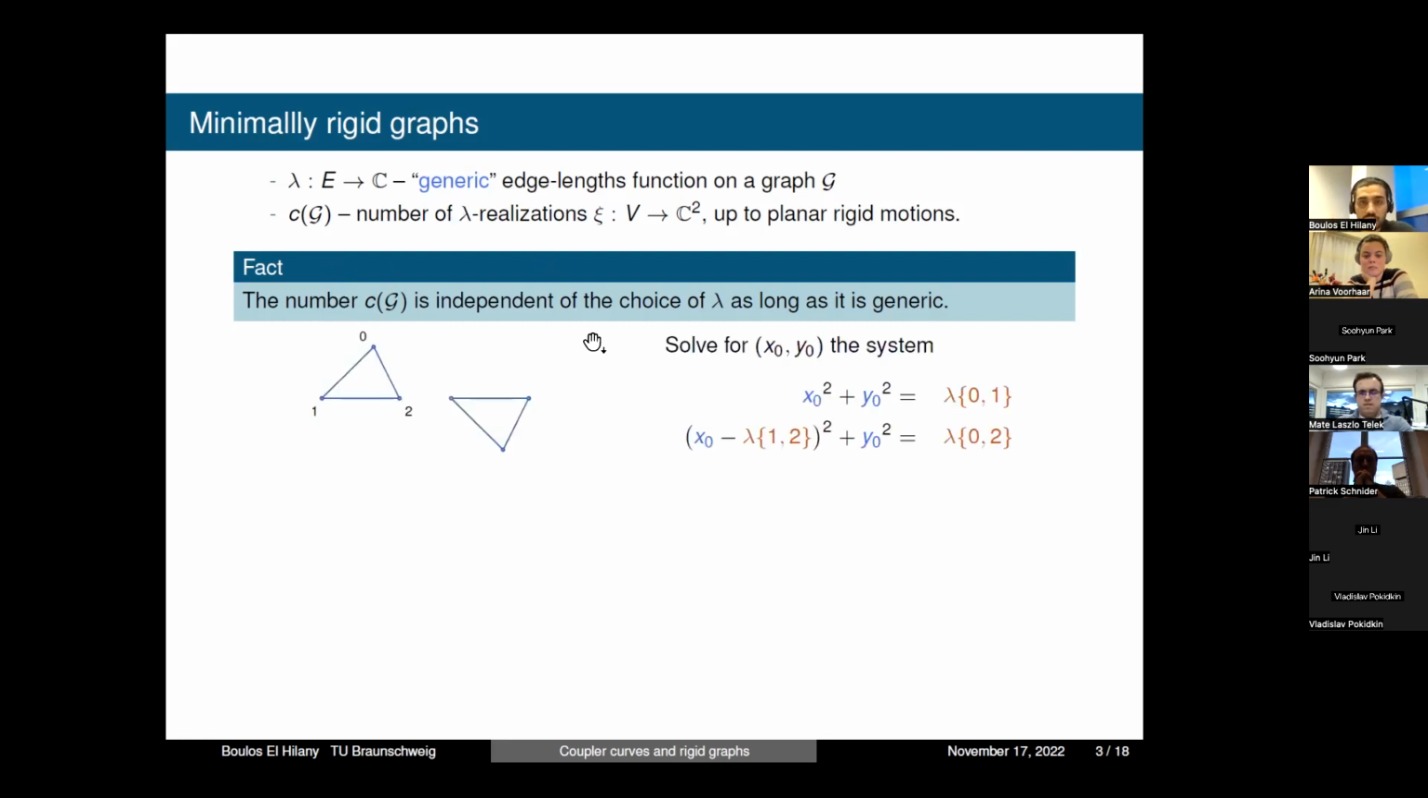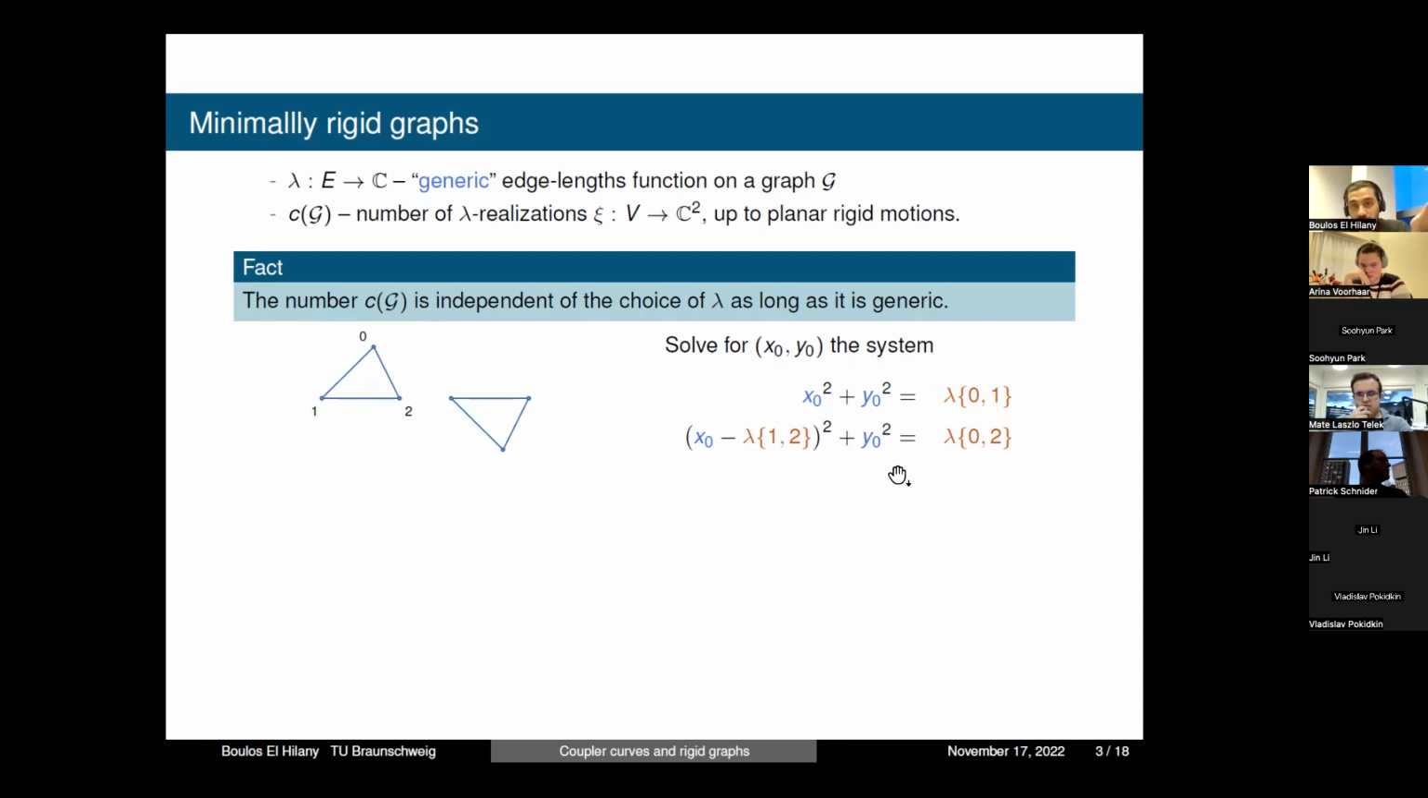Here's the example of the triangle. If I mod out the translations and rotations, I can actually look at those triangles which have one vertex at the origin, and another vertex at the x-axis. So if I'm looking at all those triangles, then to compute the realization, I'm looking at the circle centered at the origin at radius 1, intersected with the circle centered at 2. So this describes the first circle, this describes the second circle.